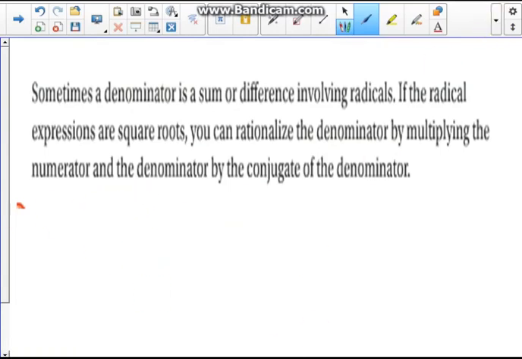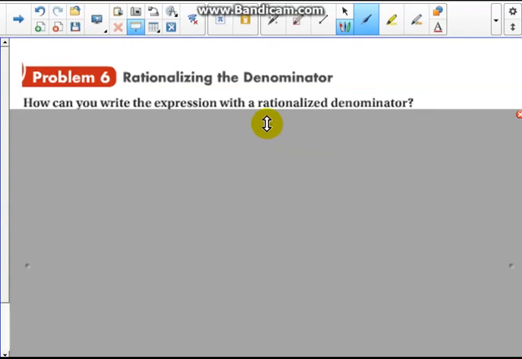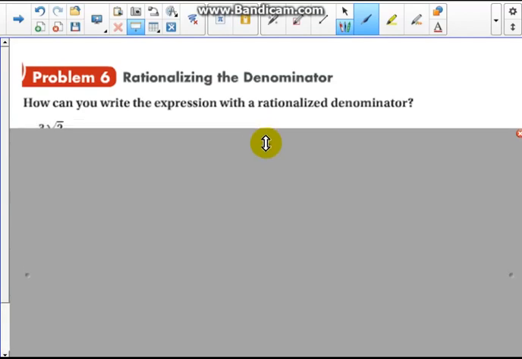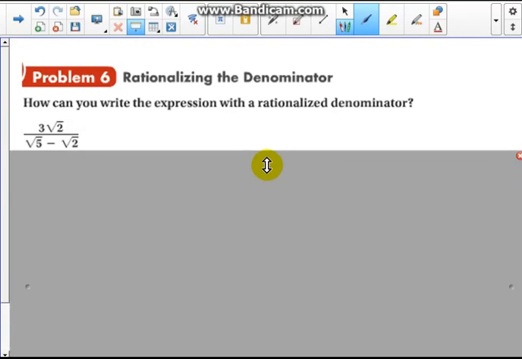Okay, so sometimes a denominator is a sum or a difference that involve radicals, and if the radical expressions are square roots, you can rationalize them by multiplying the numerator and denominator by the conjugate. So let's look at what that looks like. It says, how can you write the expression with a rationalized denominator? So there's your clue, as it tells you you're going to have a rationalized denominator. So we have 3 times radical 2 over radical 5 minus radical 2.